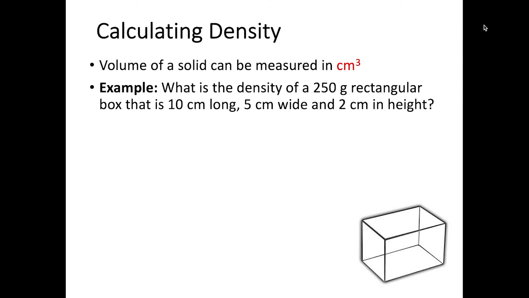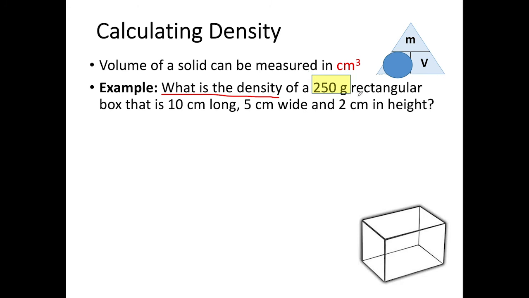Okay, next problem. First up again, I'm going to read the question. What is the density of a 250 gram rectangular box that is 10 centimeters long, 5 centimeters wide, and 2 centimeters in height? I throw down my equation. So I've got my triangle: mass, density, volume. I know that I'm looking for density because it asks me, what is the density? Now I'm going to be looking for my mass and my volume so I can solve this equation.